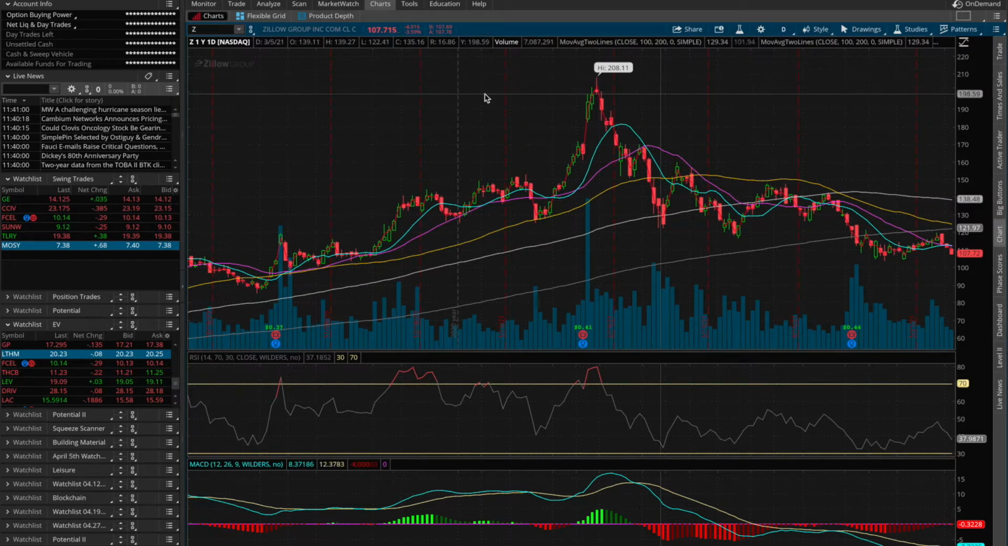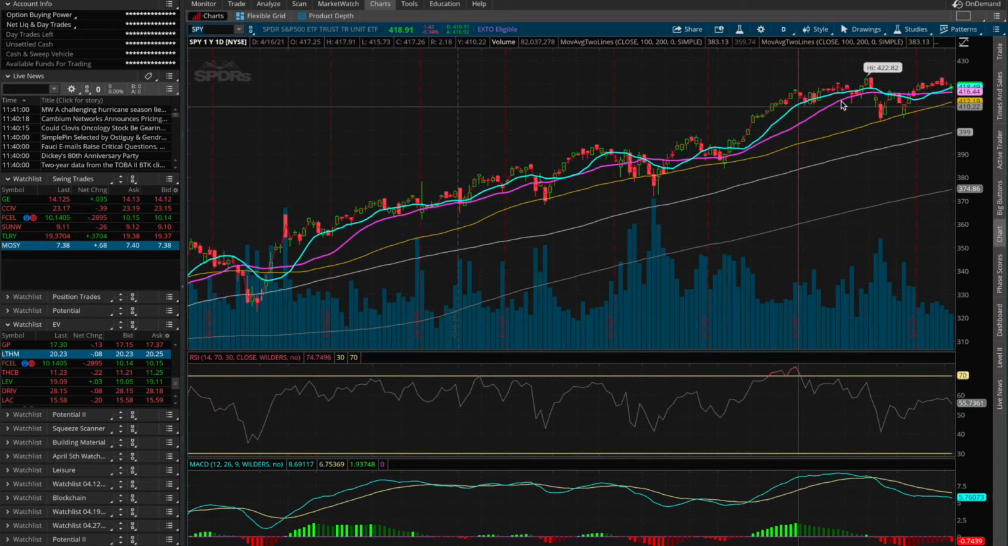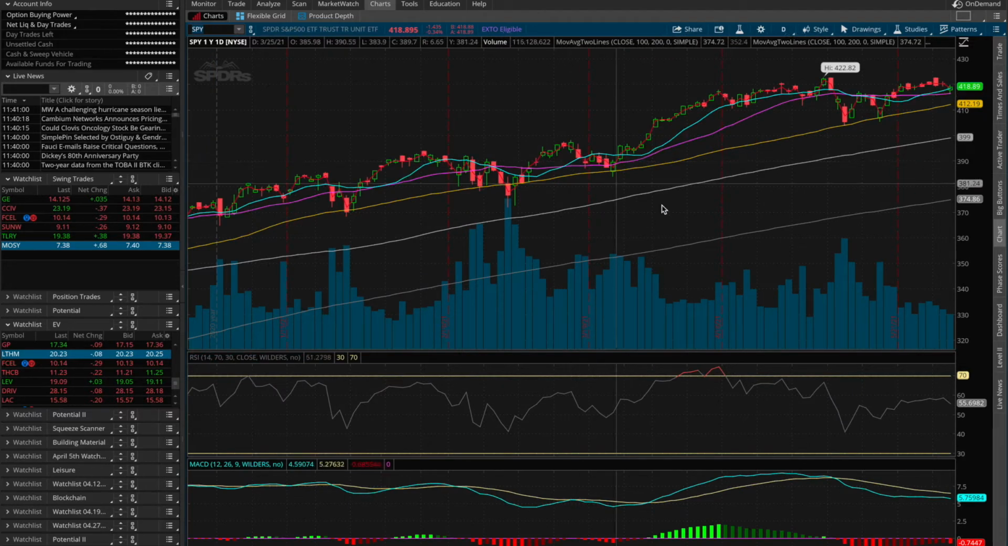So let's go ahead and look at a stock for an example. Here we have Zillow pulled up, but let's go ahead and take a look at an index instead. So when looking at an index like the S&P 500, or SPY in this case, we can see times in which the moving averages came in handy for many traders. When the index was trading below the moving average back in March, it had a very tough time getting back above it. You can see how choppy these days were.